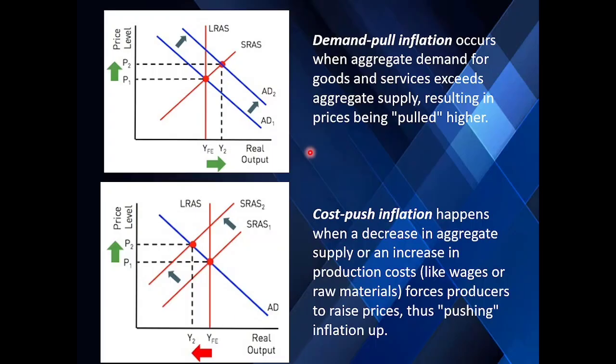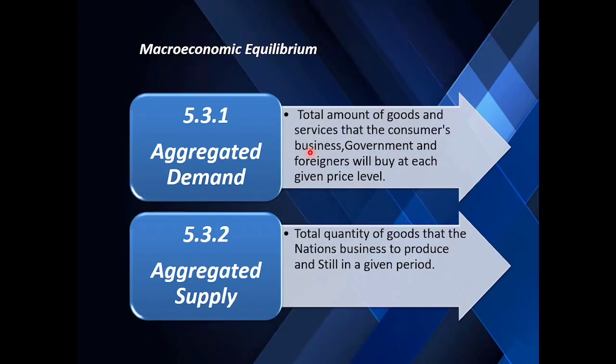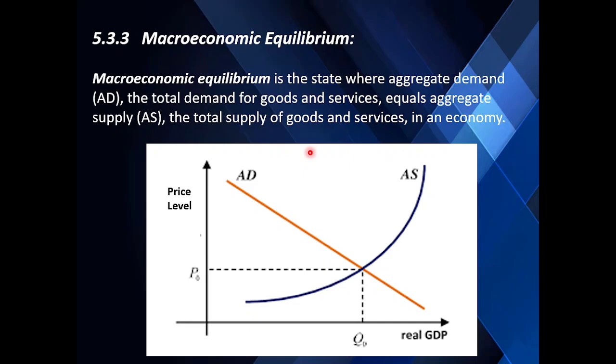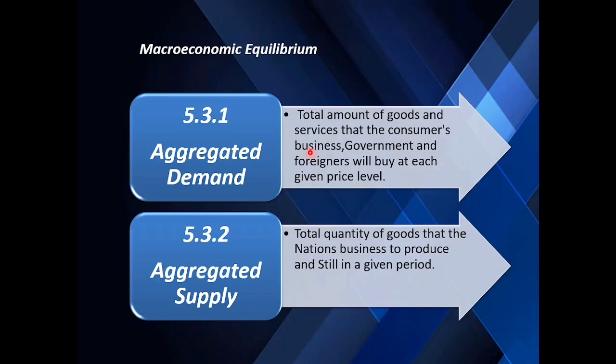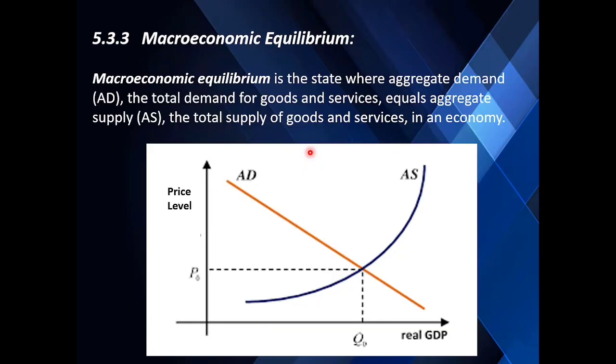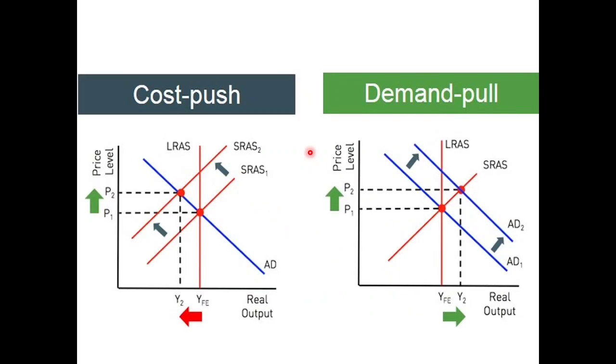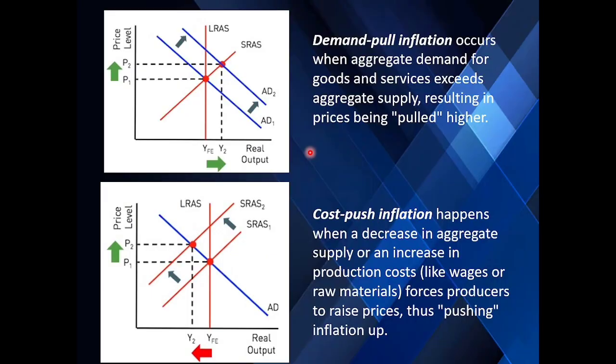To summarize, aggregate demand reflects the total demand for goods and services, and aggregate supply shows the total output firms are willing to produce. Equilibrium occurs where the two meet, determining the economy's output and price level. Understanding this balance is so important for analyzing inflation, unemployment, and economic growth.